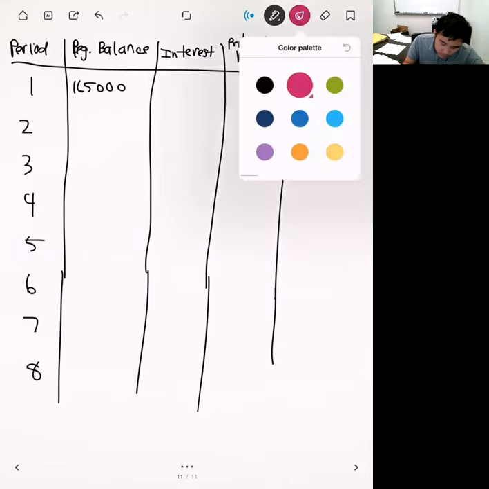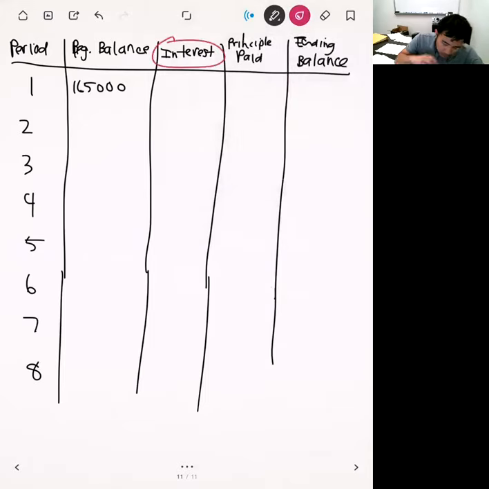All right, so let's start with the interest. Remember, this is the extra amount that you have to pay just by taking out this loan. It's basically how the person giving out the money makes money. The way you compute it is you take your interest rate, which in this case is 3%, and multiply that by your beginning balance.